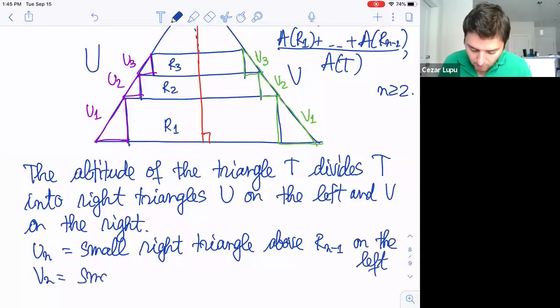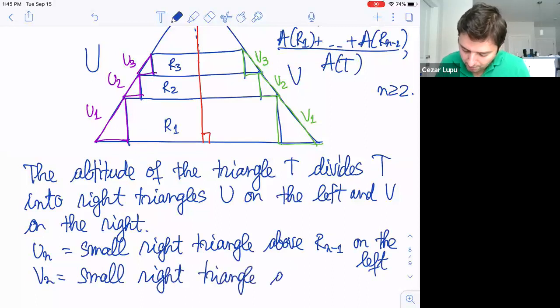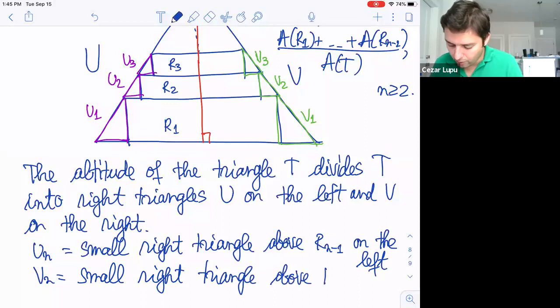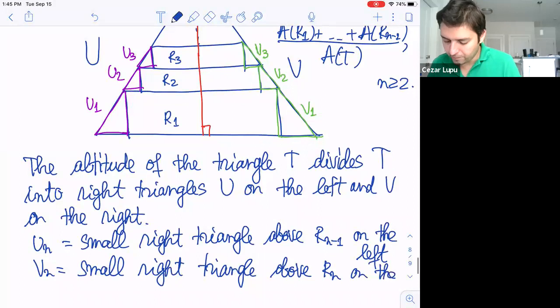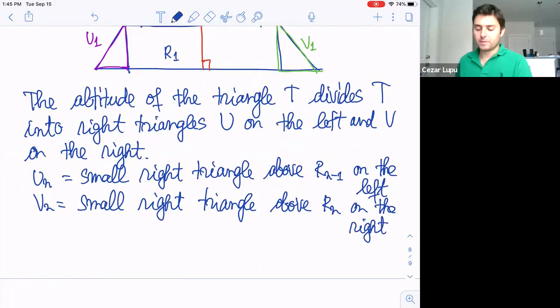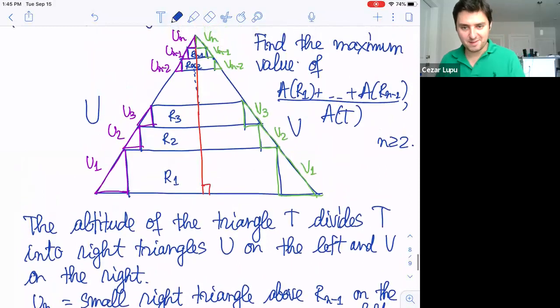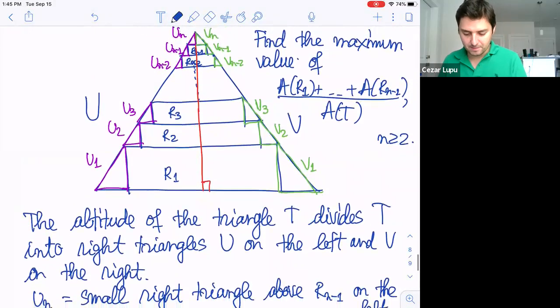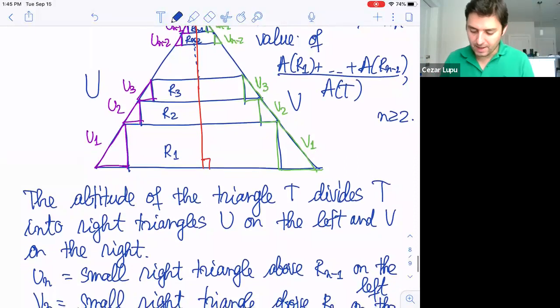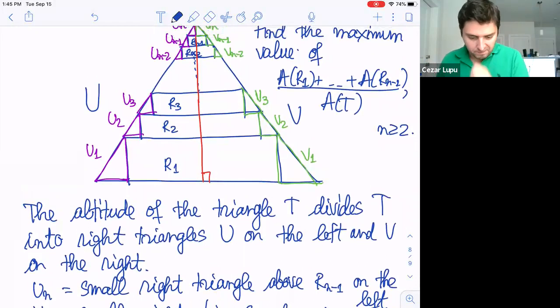And then this guy is a small right triangle above Vn on the right. Okay. Again, I don't want to lose the picture. This is important. And now I would like to say a few things about this. Let's look at the big triangle here. You see, this triangle T is split into two triangles. Well, it's quite clear that let's denote this altitude by A, right?